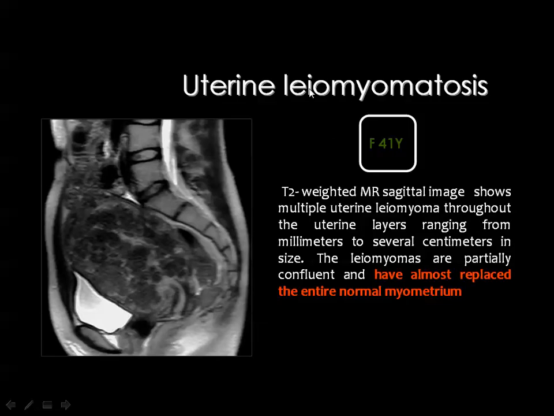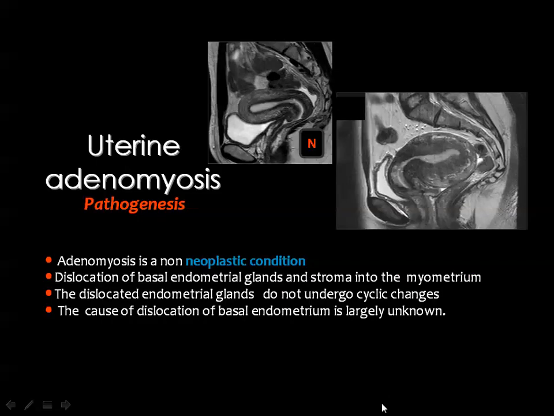And this is what I said, that if the uterus is totally involved by fibroids, you can say that this is uterine leiomyomatosis. Then we come to adenomyosis, which is not a neoplastic condition. It entails that some of the endometrium has dislocated inside the myometrium. And this will result, of course, in marked thickening of the junctional zone.